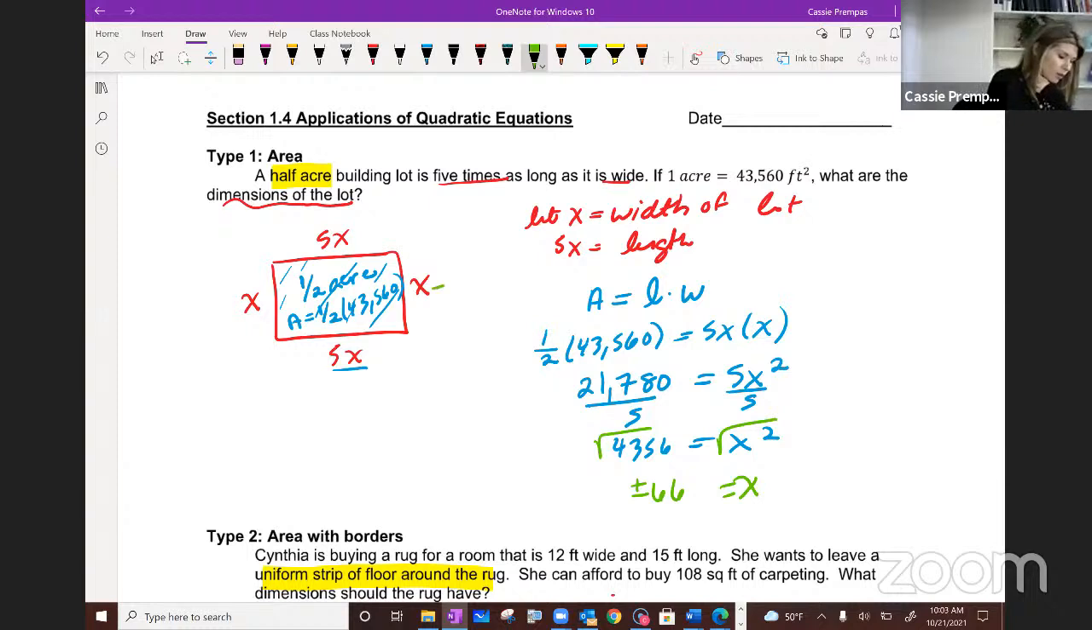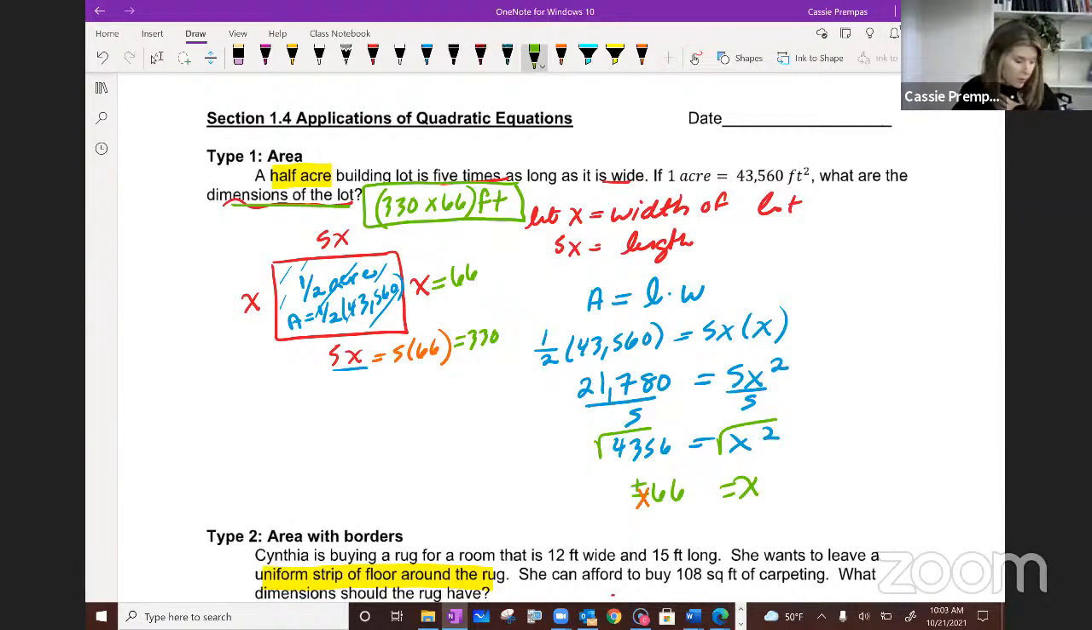If I look at the width, which is represented by X, it could be 66, but it could not be a negative 66. So we just have to throw away that answer. And then the length would be 5 times 66, which would be 330. So if they ask me what are the dimensions of the lot, I could say 330 by 66. And then I do want to use units. Length and width come in singular units. So that would be feet.